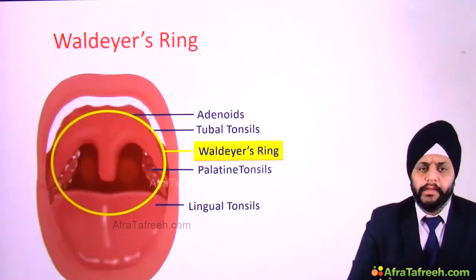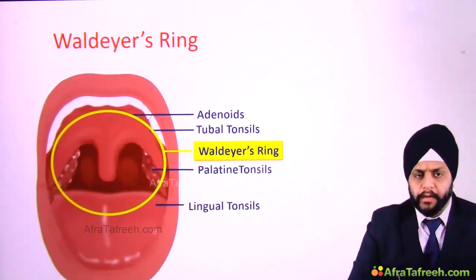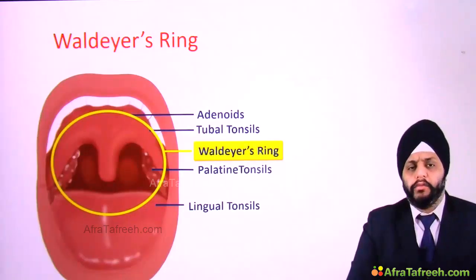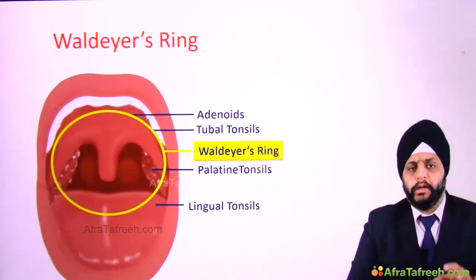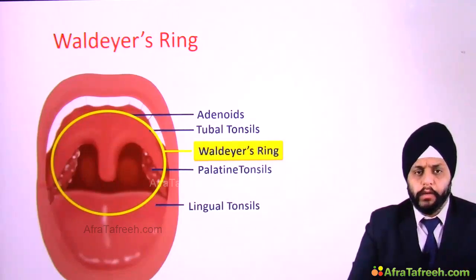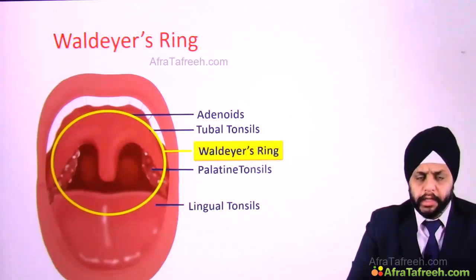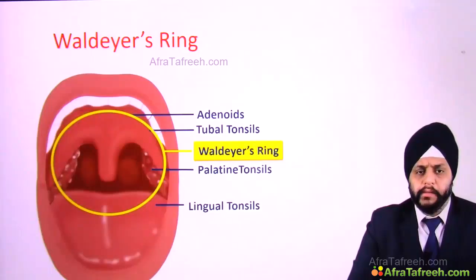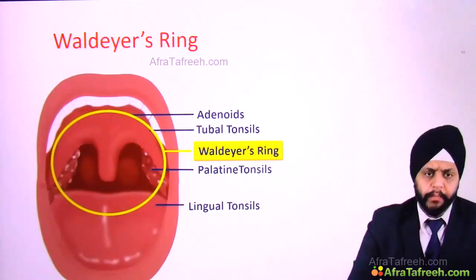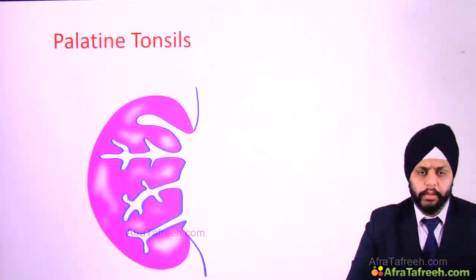Waldeyer's ring is the first line of defense against ingested or inhaled bacteria and viruses. Whatever tries to go in, these lymphoid tissues react and try to stop it from getting into our body. So this is the first line of defense, Waldeyer's ring, formed by the adenoids, tubal tonsils, palatine tonsils, and lingual tonsils. Right, let's go ahead and look at these tonsils.